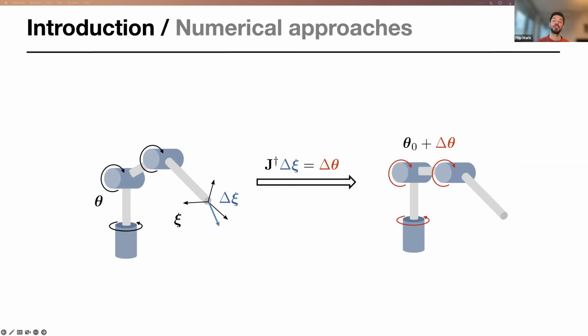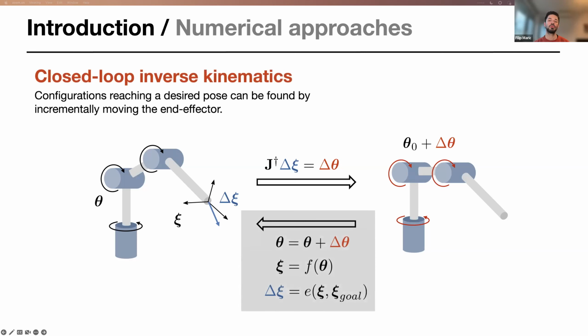In fact, by considering velocities to be position deltas, we basically can retrieve a variant of gradient descent that allows us to solve inverse kinematics by incrementally guiding the robot towards the goal. This approach is commonly known as closed loop inverse kinematics, and it gives an insight into how optimization-based methods operate for this particular problem.